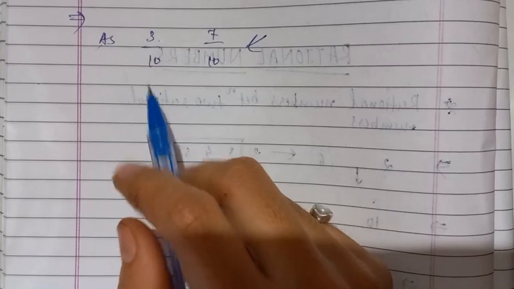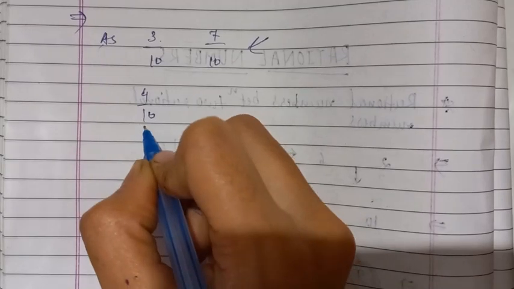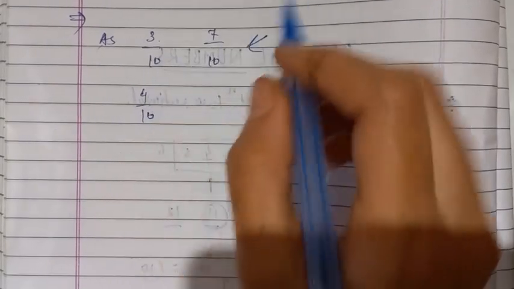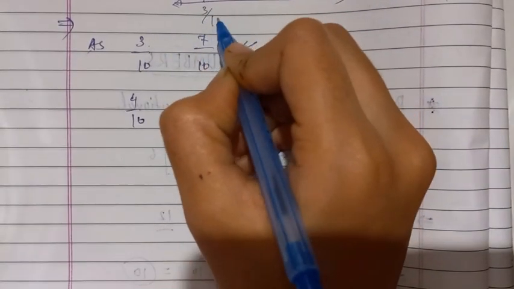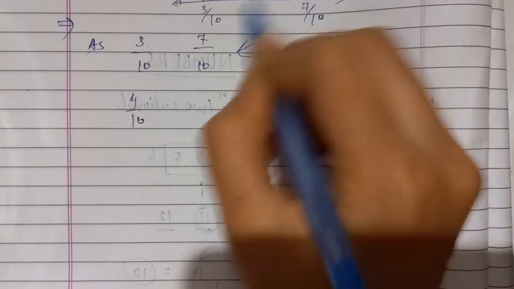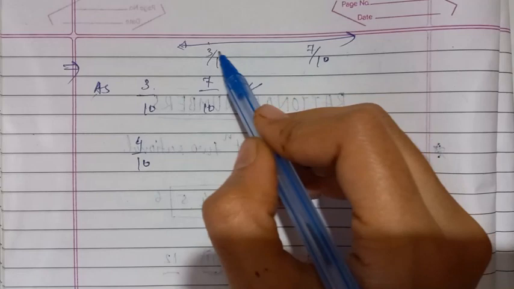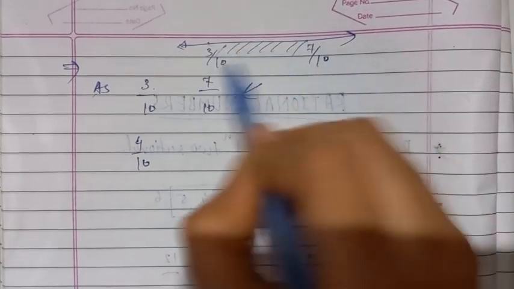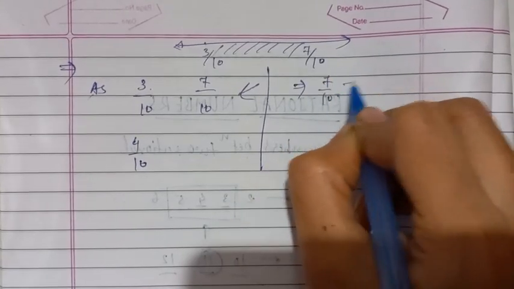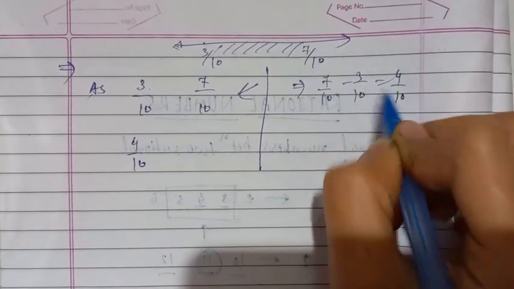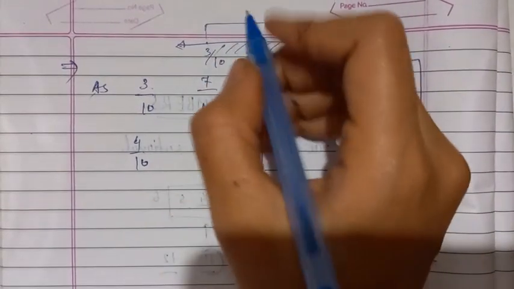You may have thought that there is only 4 by 10. Now see, if I label 3 by 10 and 7 by 10 on a number line, then you can identify the difference, the gap between these two rational numbers. How can you count it? 7 by 10 minus 3 by 10 gives 4 by 10. So we got that this gap is 4 by 10.